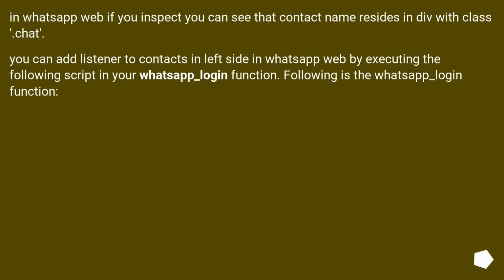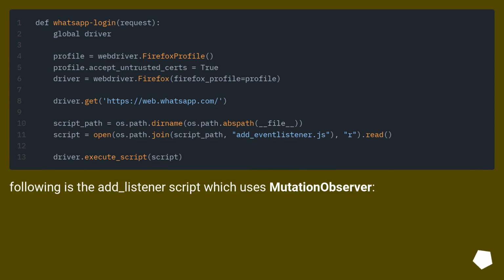In WhatsApp Web, if you inspect, you can see that the contact name resides in a div with class chat. You can add a listener to contacts on the left side in WhatsApp Web by executing the following script in your WhatsApp_login function. Following is the WhatsApp_login function. Following is the add_listener script which uses a mutation observer.